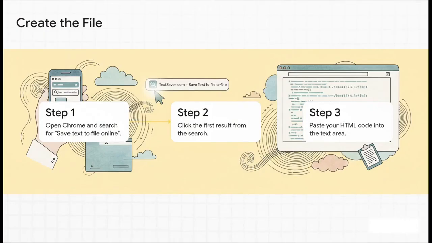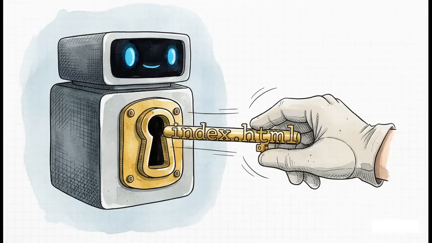Just open up your web browser, Chrome, Safari, whatever you use, and search for something like Save Text to File online. The first result is usually perfect. Go there, you'll see a big text box, and just paste your HTML code right in. Easy as that.